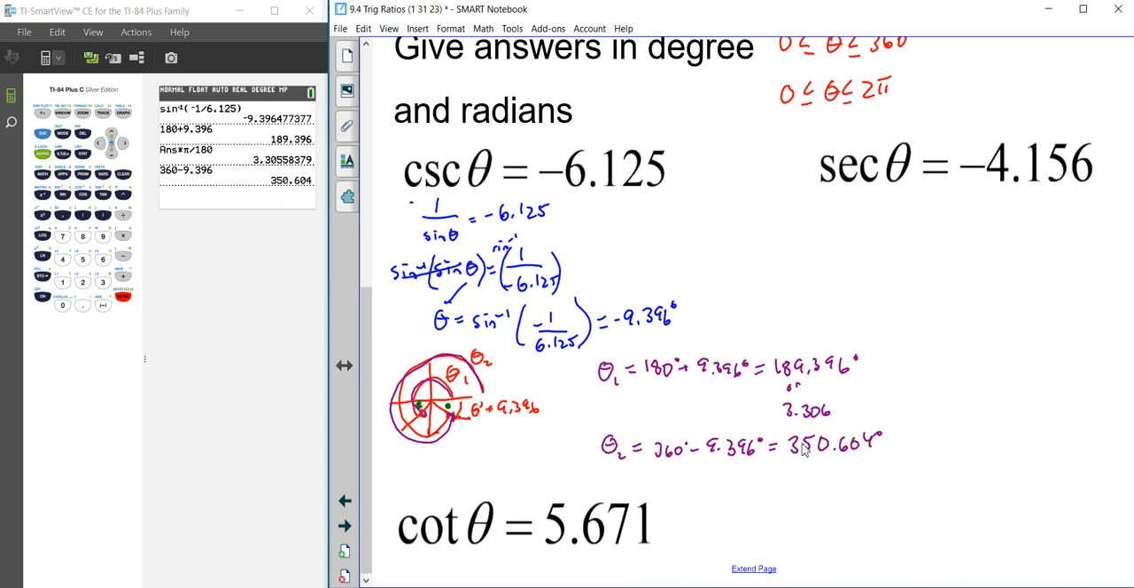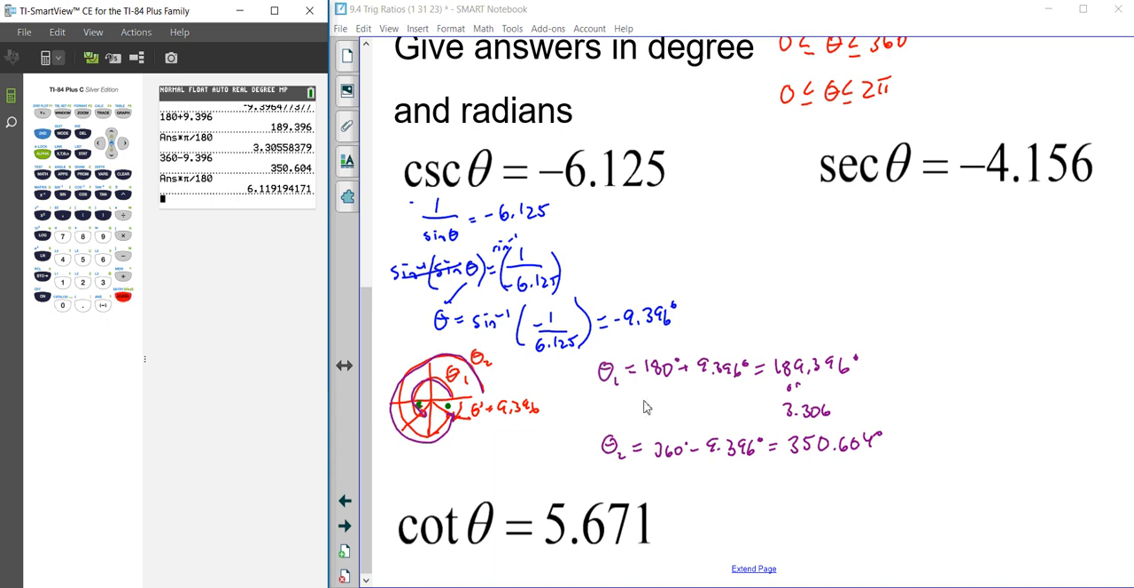and what we have is 350.604 degrees. Okay, and once again, if we take that, multiply that by pi, divided by 180, we can actually get our radian measure, which is 6.119 radians. And that's how we figured out how to find those two angles with our calculator. Okay. Well, we could try another one if you want to try this yourself.